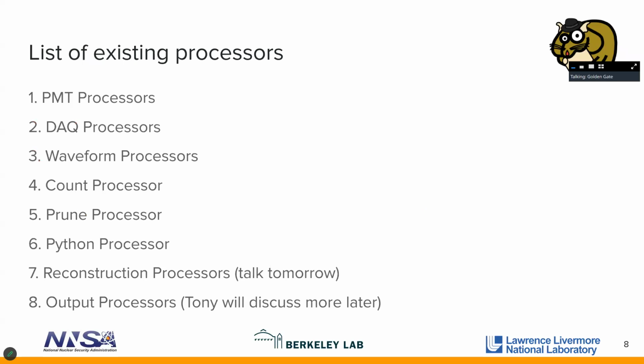So I'm going to basically go through the list of all the processors in ratpac in some level of detail. There are PMT related processors, data acquisition related processors, waveform processors. And again, some of this will repeat what James has already talked about. Then I mentioned the count processor, the prune processor, and there's something called the Python processor that I'll cover in just a tiny bit of detail. We're going to hear all about reconstruction at the beginning of tomorrow. So those are also implemented as processors. And we will also hear about the output processors tomorrow. And so I'll save those two for tomorrow's talks.